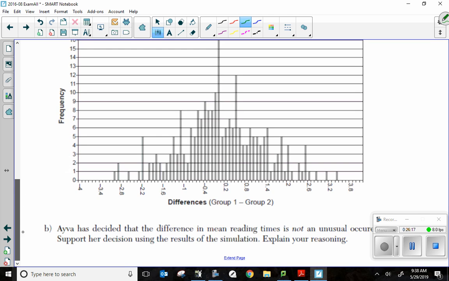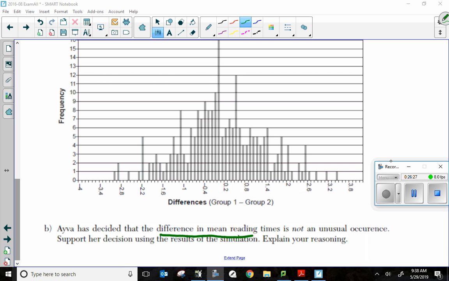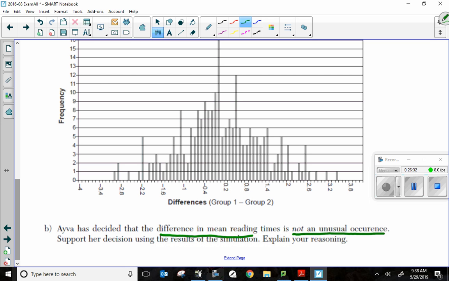Here's all the results. Now, Ava has decided that the difference in mean reading times is not an unusual occurrence. If it is not unusual, that means it is usual. That means it's common. I don't know what's up with my spelling today.